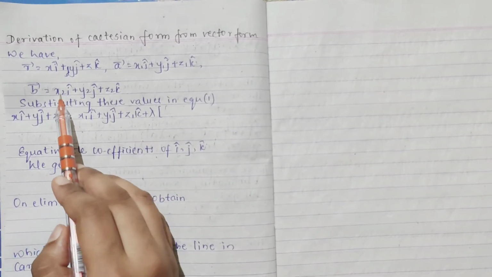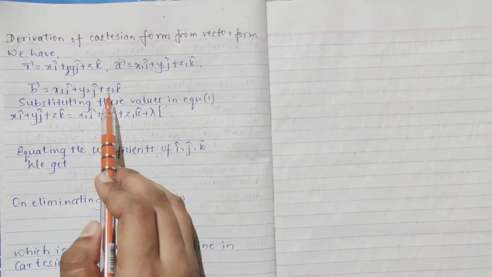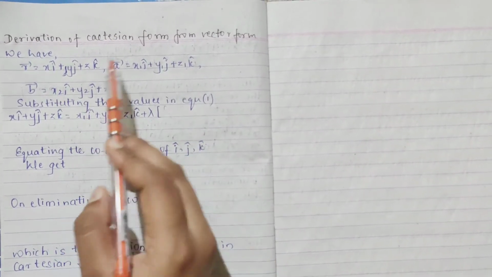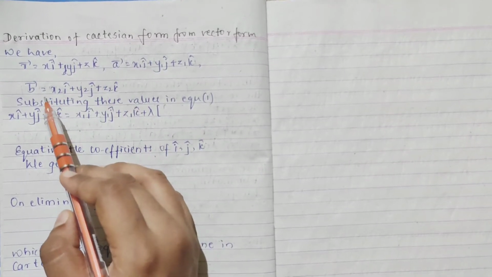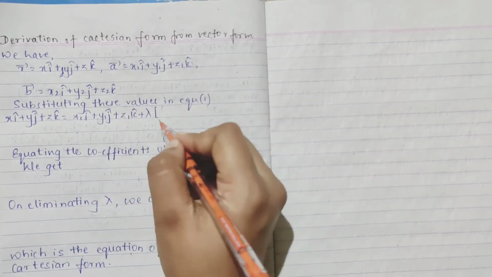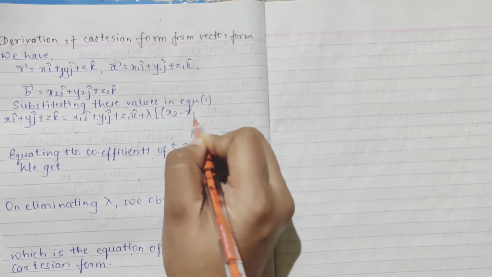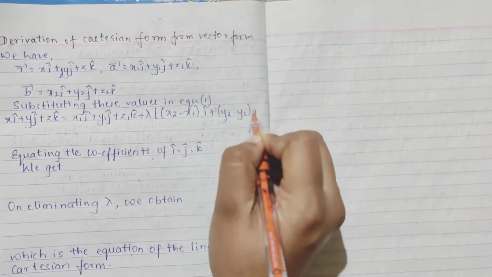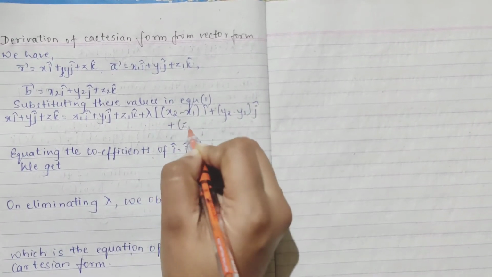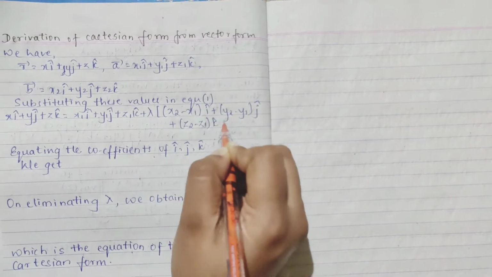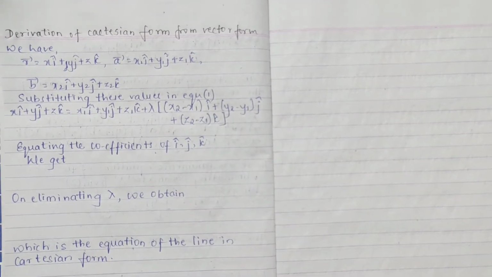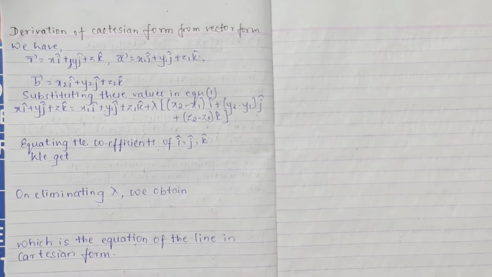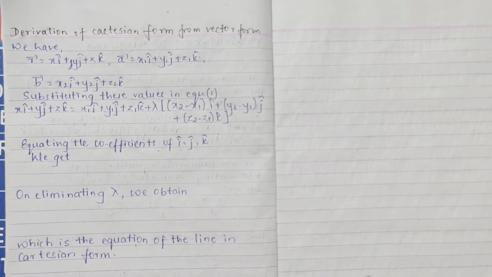So vector b is what? x2 i cap plus y2 j cap plus z2 k cap, minus x1 i cap plus y1 j cap plus z1 k cap. So directly I can write here, b minus a will be x2 minus x1 into i cap plus y2 minus y1 into j cap plus z2 minus z1 into k cap. Instead of writing that step, I have written it directly. How it has come, you know it. Just subtracting, I have grouped your i cap, j cap and k cap.